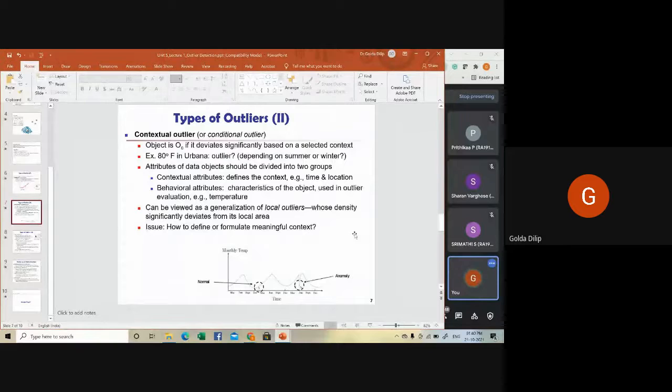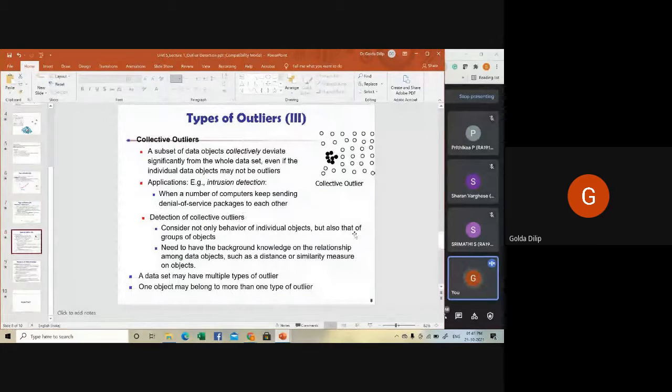How to define or formulate a meaningful context for that particular attribute is the issue as far as a contextual or conditional outlier is concerned. It can be viewed as a generalization of local outliers, whose density significantly deviates from its local area. Next, the third type of outlier is what is called the collective outlier.